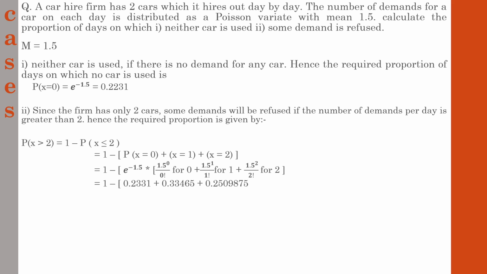And once you found all these three values, add together and deduct it from 1, you will get 0.19126. So that is the probability of the situation when demand is refused.